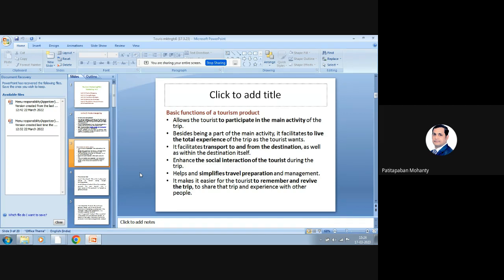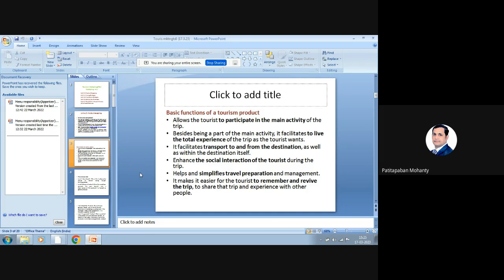The next is it enhances the social interaction of the tourist during the trip. Yes, the product always enhances and facilitates, and increases the social bonding or belongingness among the tourists, among the hosts, or among the tourists and the local people, the residents of that particular region. So that's why it helps in creating social bonding.